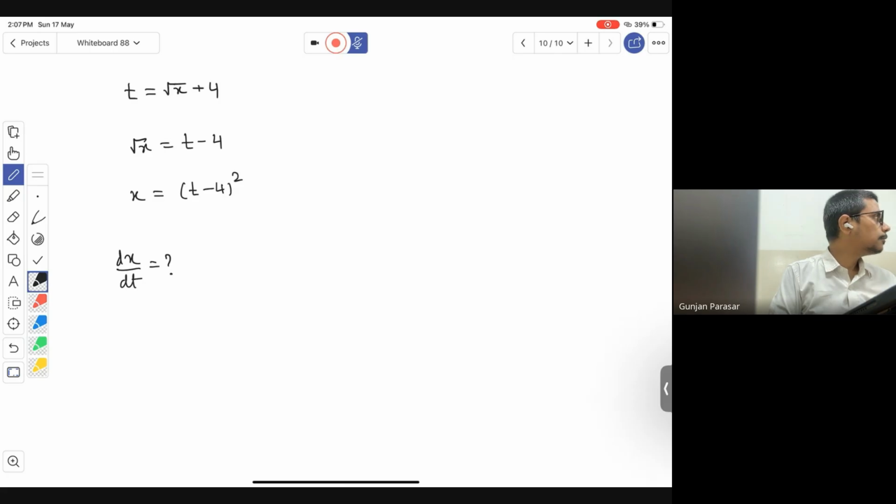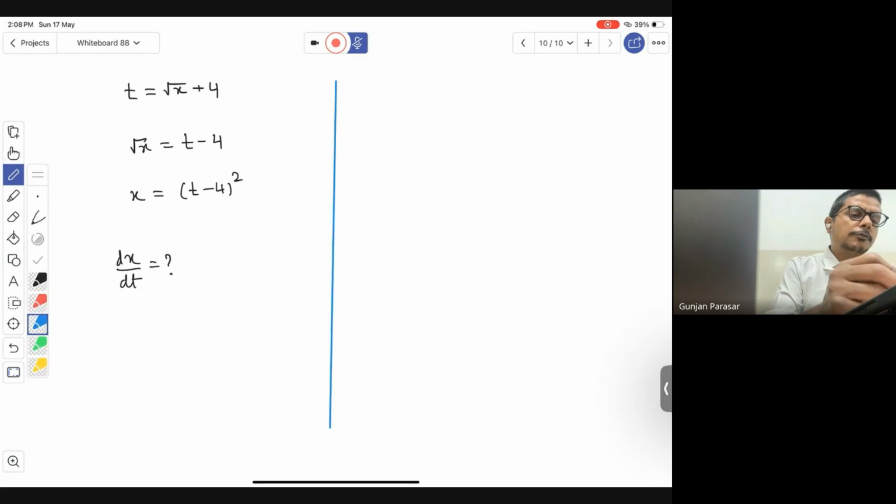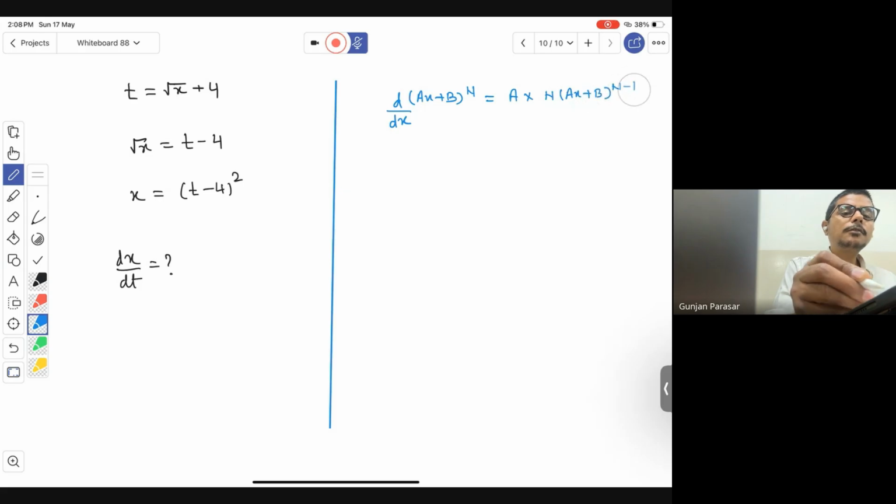Check that it is working or not. This way feels more logical, more guaranteed correct. So just now we have seen what is the differentiation of ax plus b to the power n. It is a into n into ax plus b to the power n minus 1, correct? Where a and b are some constants.